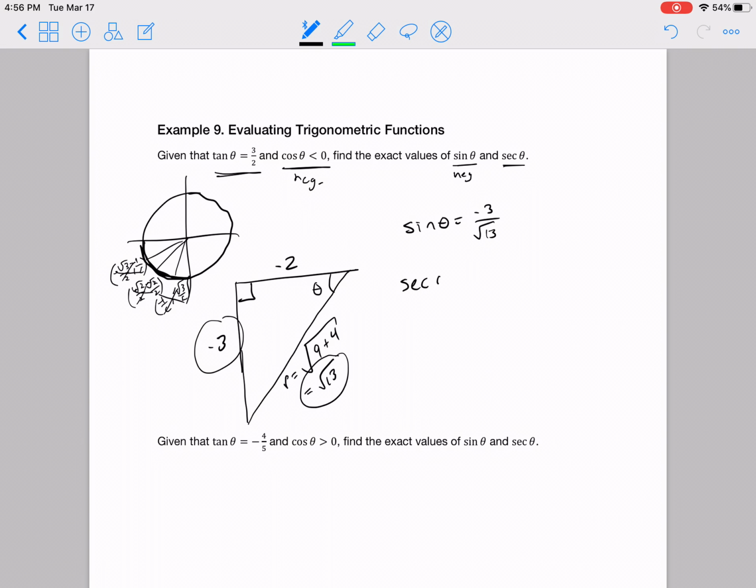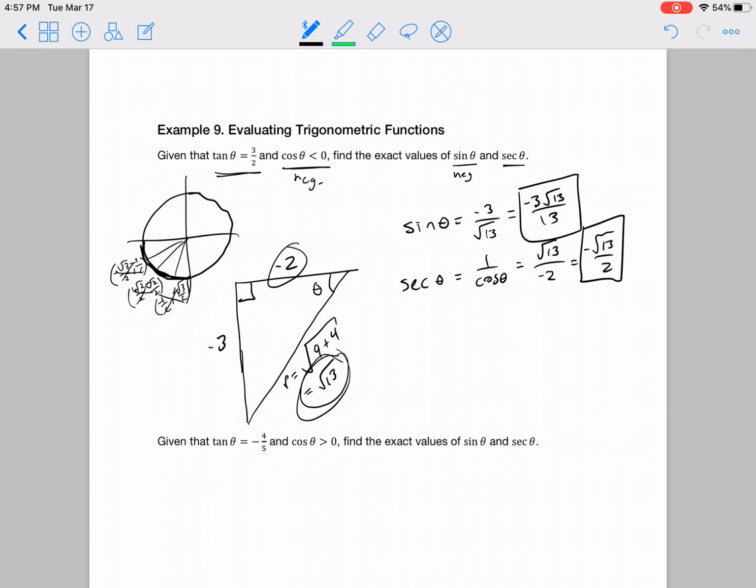Now secant is 1 over cosine. And cosine is adjacent over hypotenuse. So instead of doing adjacent over hypotenuse, we're going to do the reciprocal of that. We're going to do hypotenuse, or r, over the -2, which is just negative square root of 13 over 2. Oh, and in this one, we don't want to leave that radical in the bottom. So you multiply top and bottom by square root of 13, and we get -3 root 13 over 13. And there are our two answers for that one.